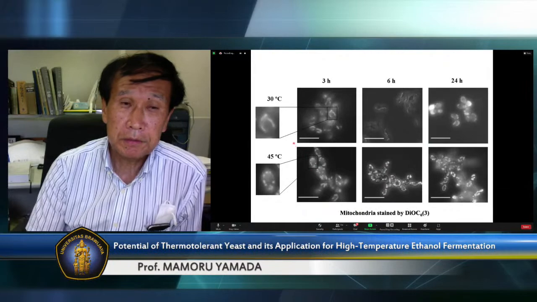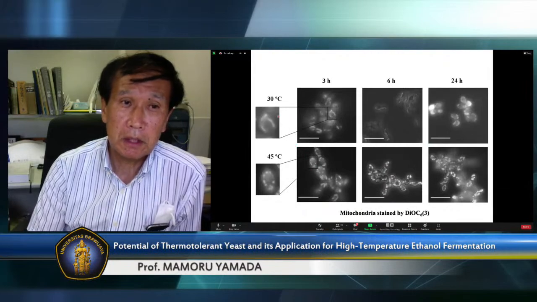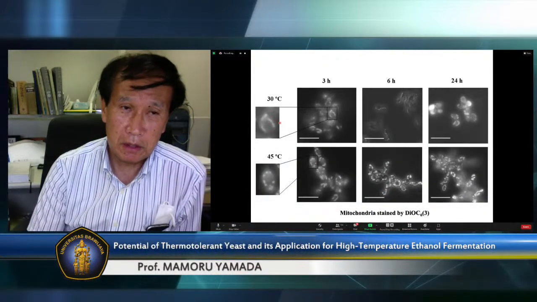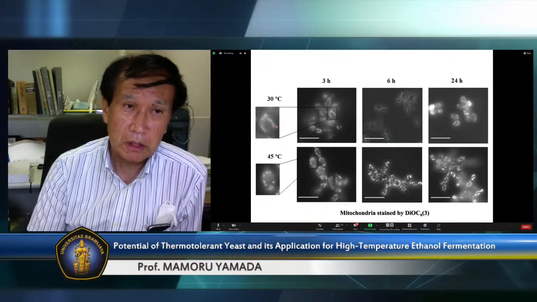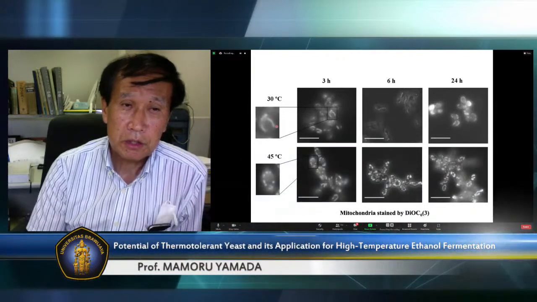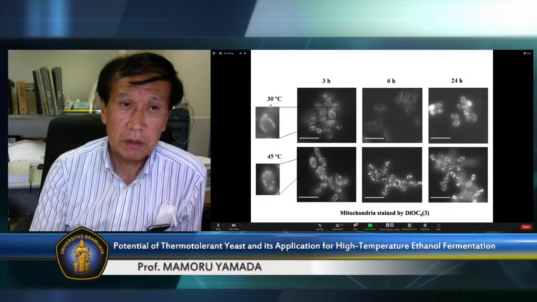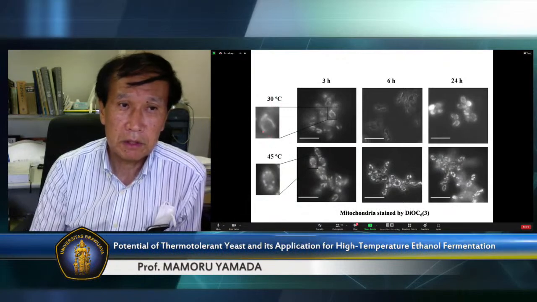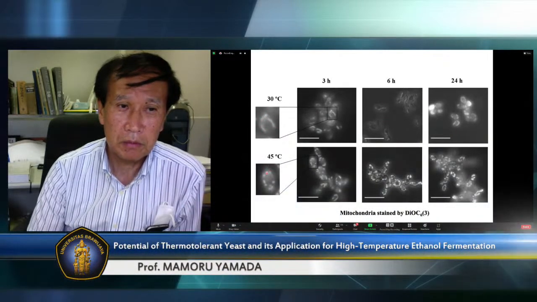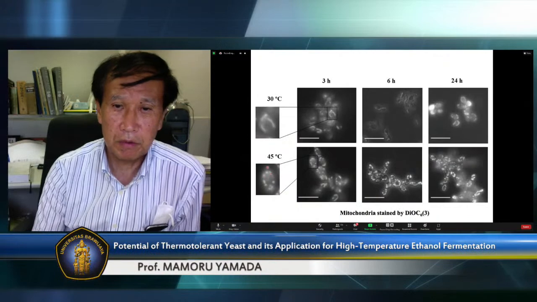And also, we notice the mitochondria morphology is different between 30 and 45 degrees Celsius. At 30 degrees, you can see the fusion form, but the 45 shows the fission form.